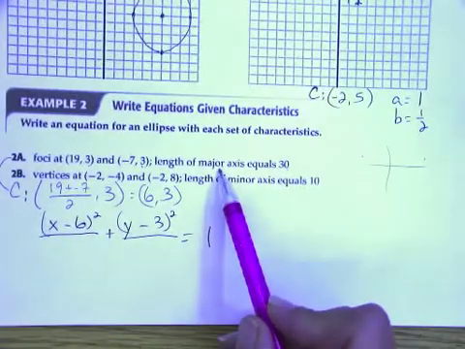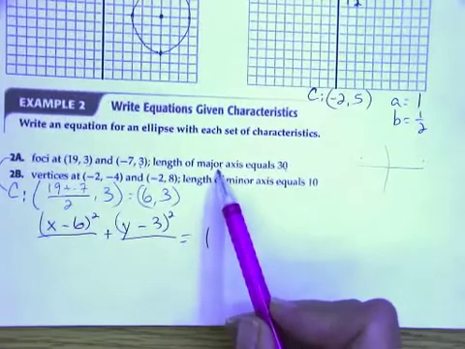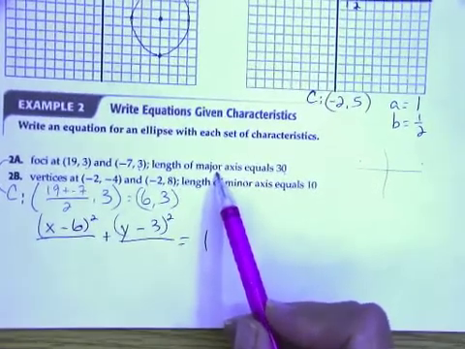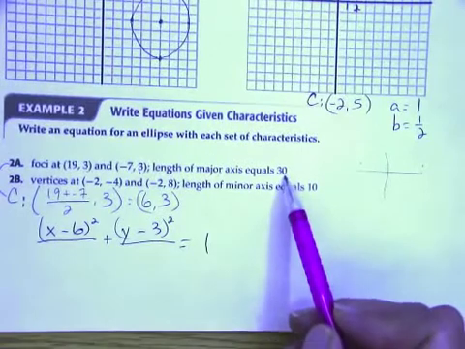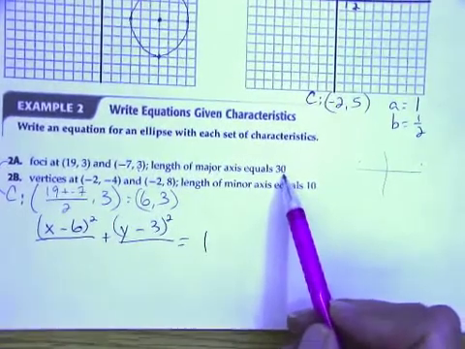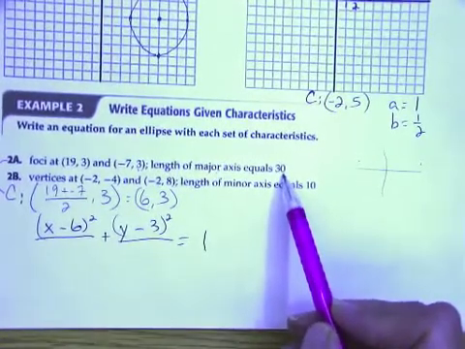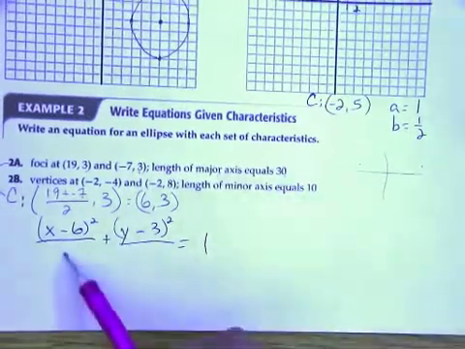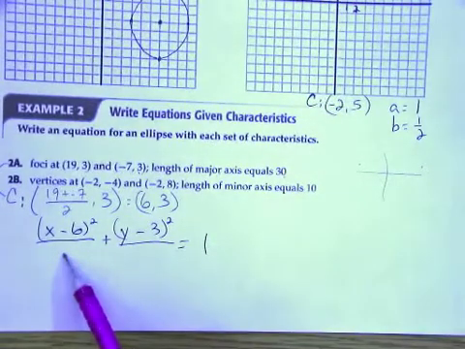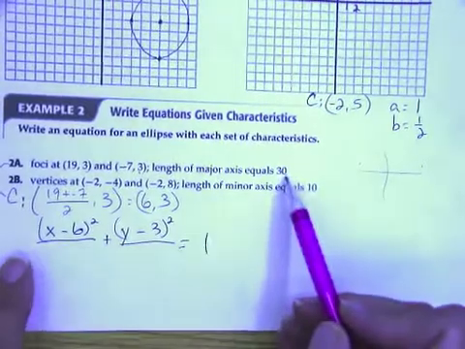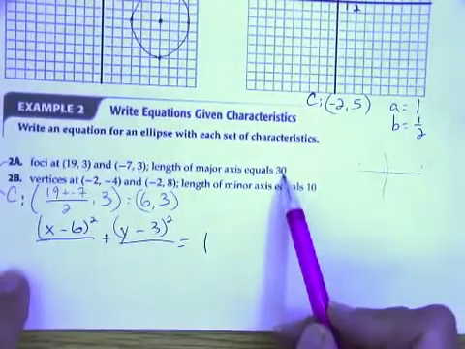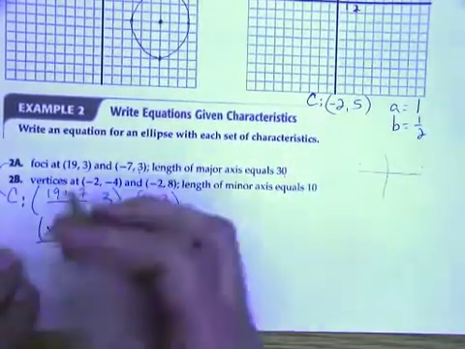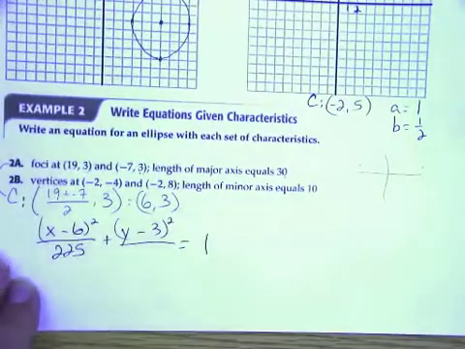Remember that the major axis connects the two vertices. So from vertex to vertex, it's 30. Cut that in half, that's 15. Square it, and that's your A squared value going under this X stuff. So half of 30 is 15, and 15 squared is 225. So that's here.